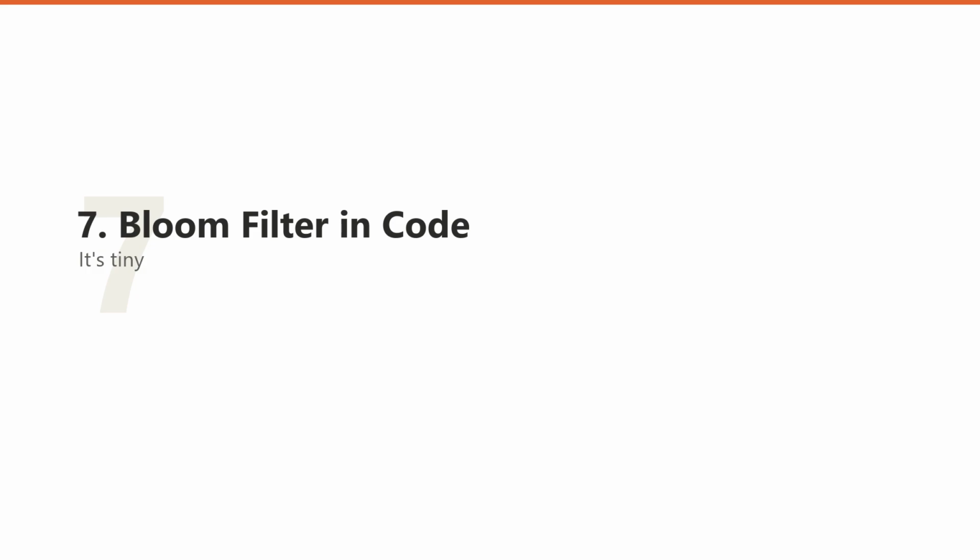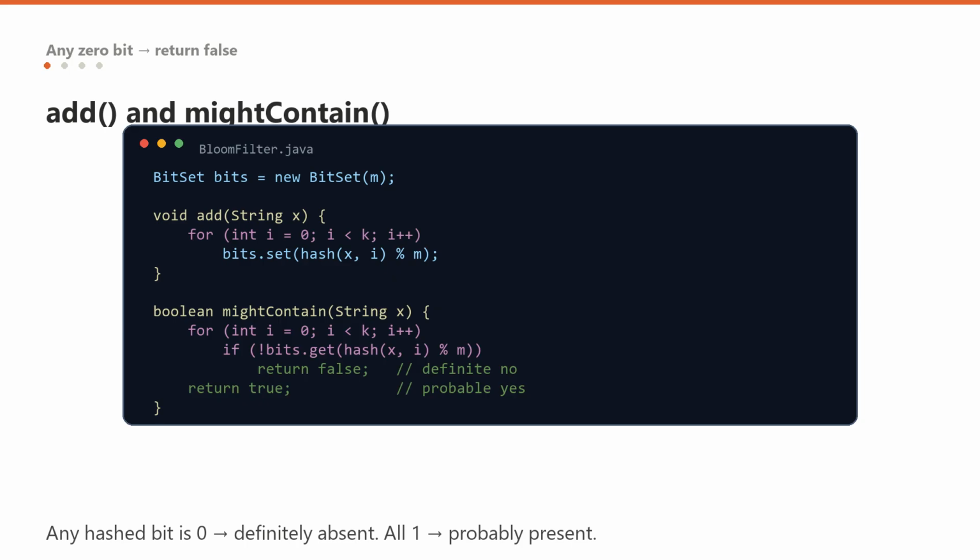Concept 7, what it looks like in code. You rarely write one by hand in production, you'd use a library like Google's Guava. But the core is tiny. You hold a bit set, and to add an element you loop over your k hash functions, each returning an index, and set that bit. To check membership, you loop the same hashes, and if any bit is 0 you return false immediately, definitely not present. If all are 1, you return true, probably present.